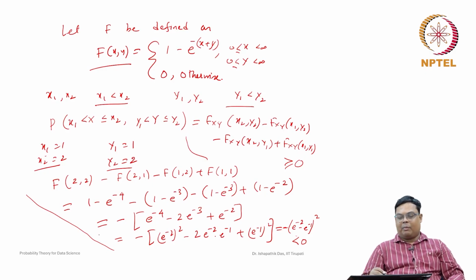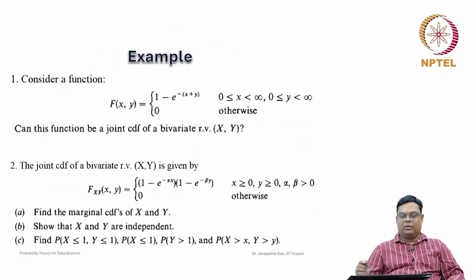So, that means property 7 is not satisfied. It is less than 0, which means this probability would be less than 0. So, it is not possible, because probability is always between 0 and 1. That is why it will not be a cumulative distribution function of a bivariate random variable. So, that is one example we discussed. I hope you are following and you understood it. So, this question was whether this function can be a joint cumulative distribution function of a bivariate random variable, and what we found is that it cannot be, because property 7 is not satisfied.